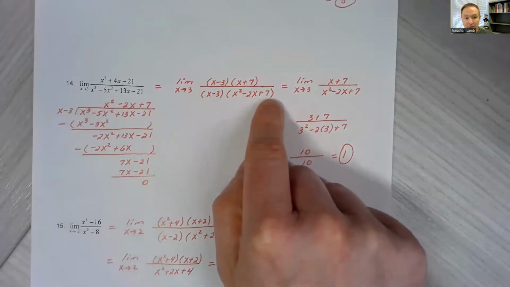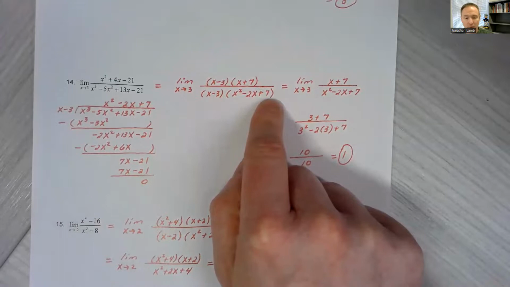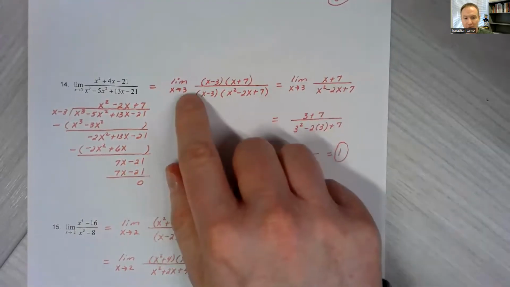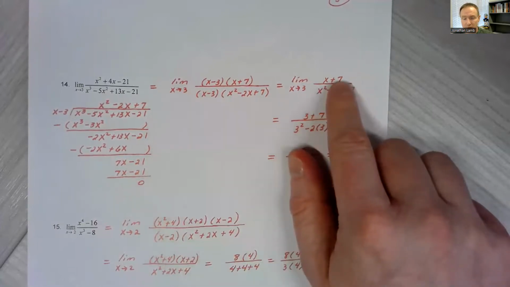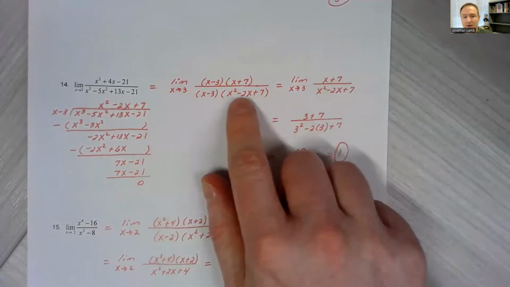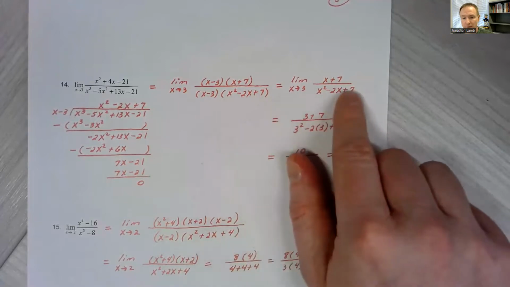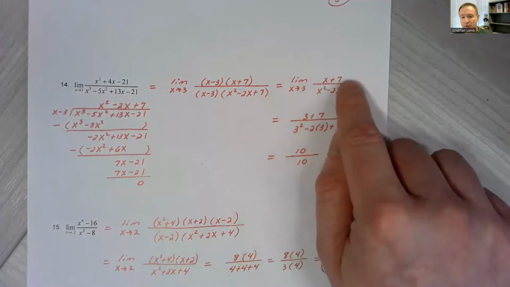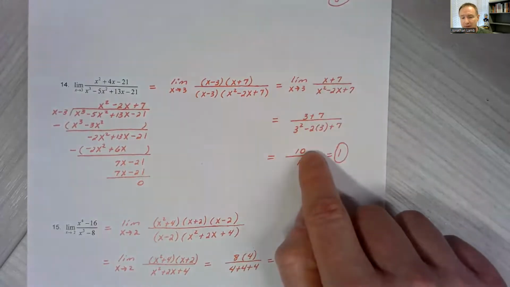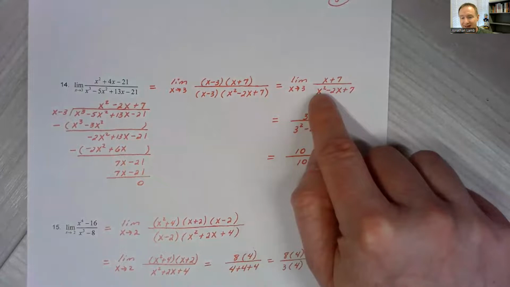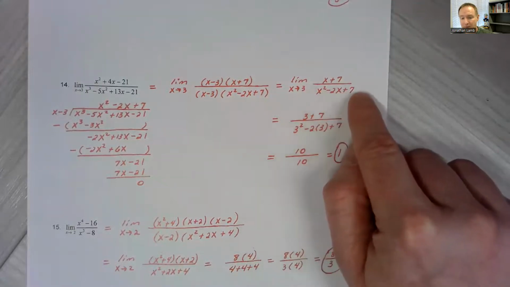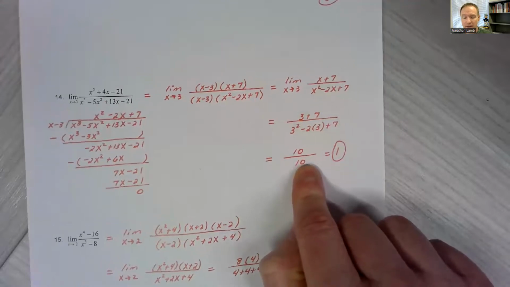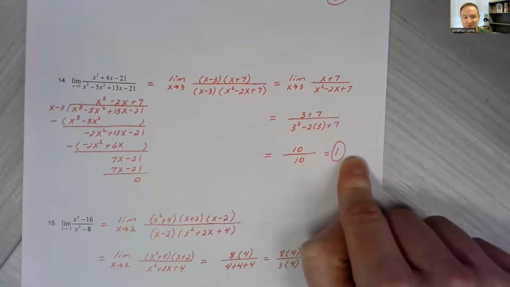Now that enables me to do like we did back in problem 12, where we say, okay, cancel out the factors of x minus 3 and just write this as the limit as x approaches 3 of x plus 7 over x squared minus 2x plus 7. At that point, you can plug the 3 in. When you do in your numerator, it's going to simplify to 10. In your denominator, you're going to have 9 minus 6 plus 7, again 10. And you can say, well, all right, 10 over 10, final answer of 1.